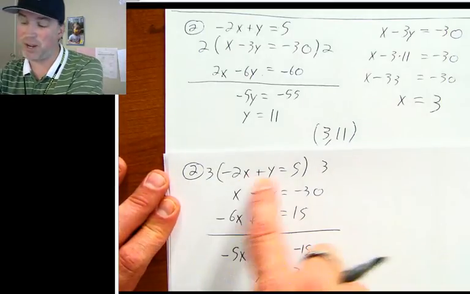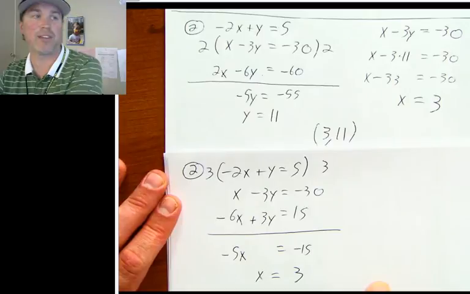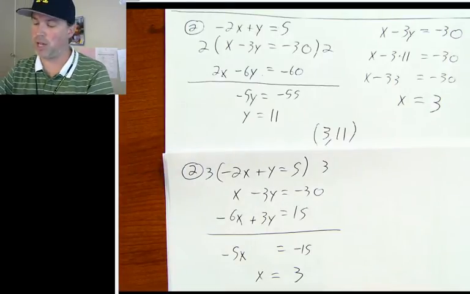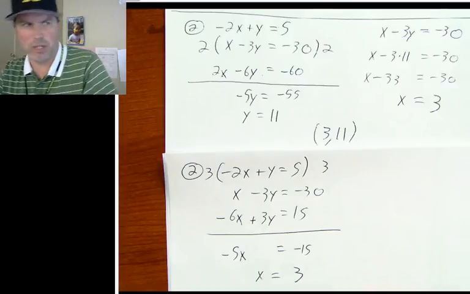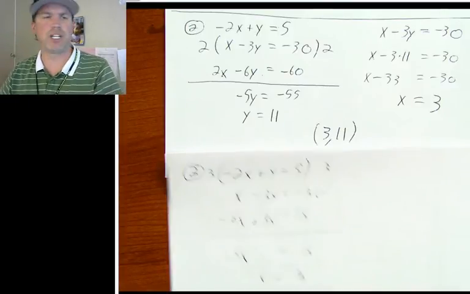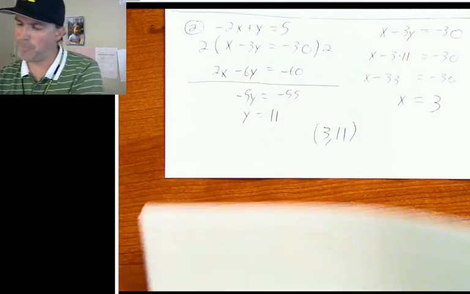of the equations. I recommend the first one. You solve it out, you're going to get the exact same answer of 3, 11. I just wanted to show that there's some flexibility. There's usually more than one way of using elimination to solve the problem.